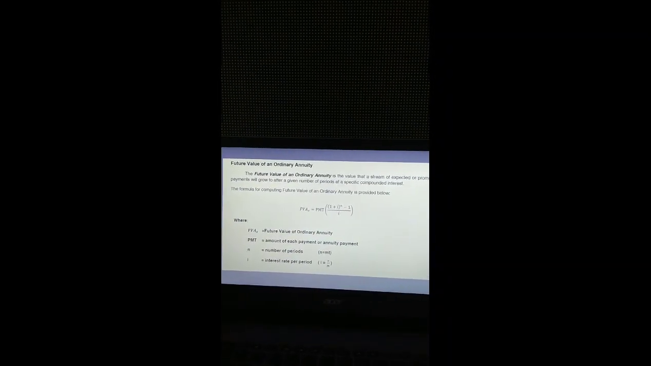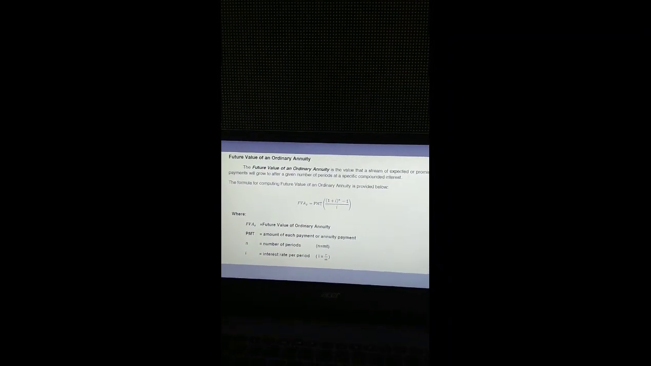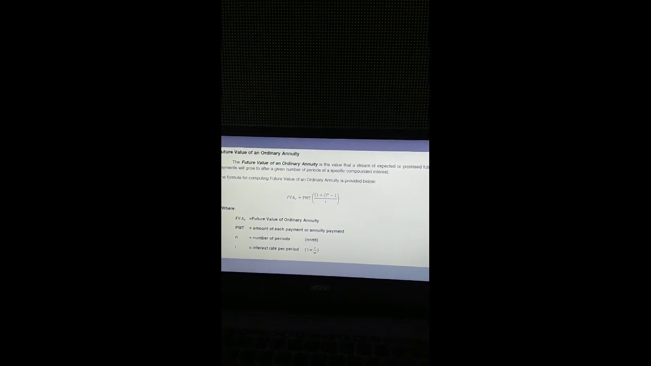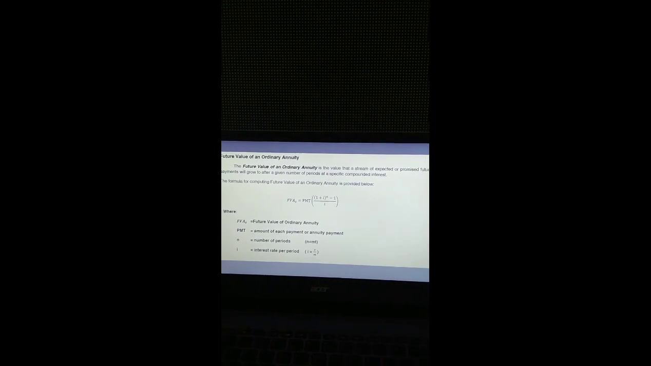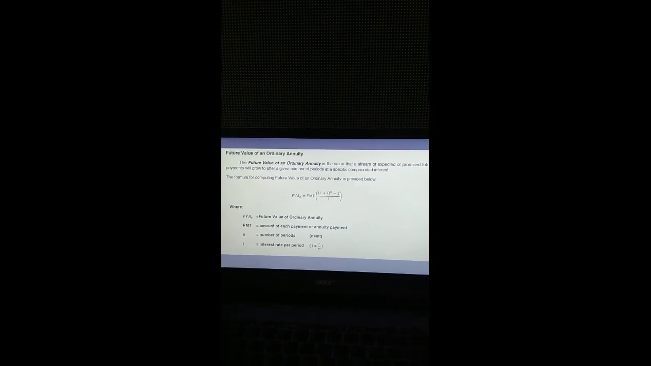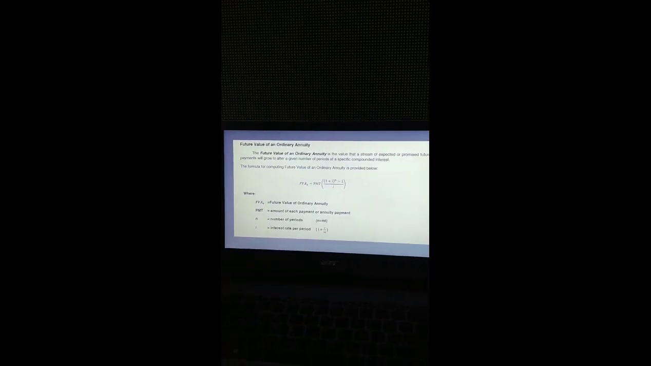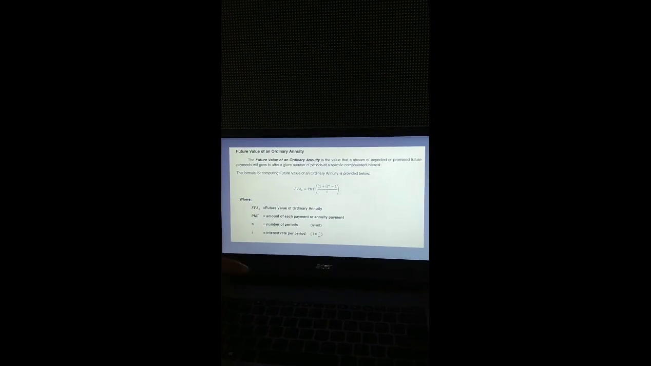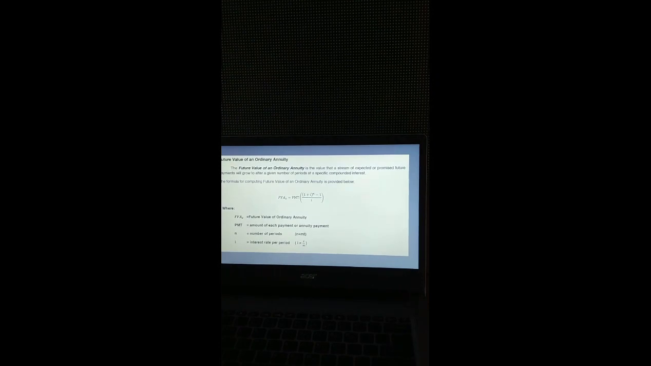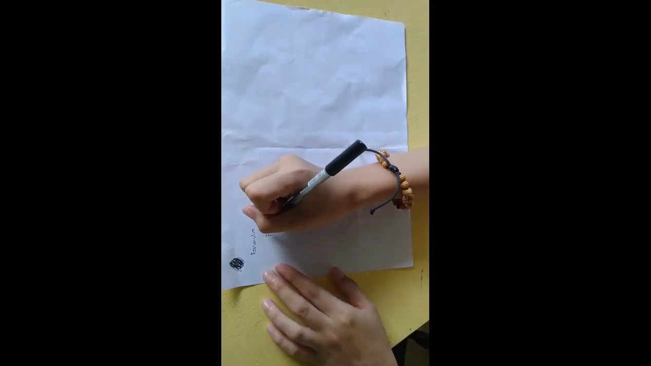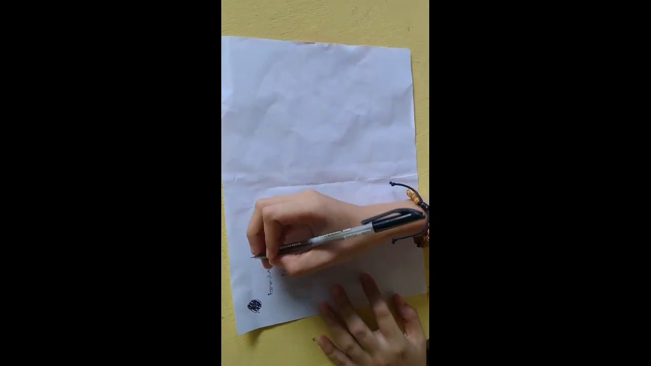So, future value of an ordinary annuity is the value that a stream of expected or promised future payments will grow to after a given number of periods at a specific compound interest. The formula of computing future value of ordinary annuity is provided below. I will explain how to solve it. This is the formula for the future value of an ordinary annuity.